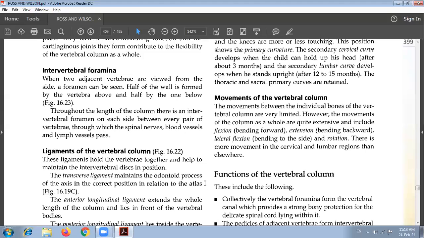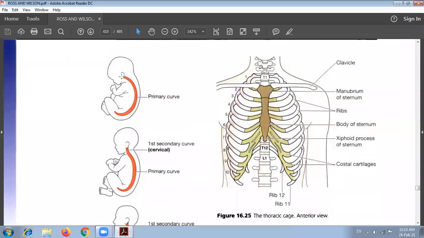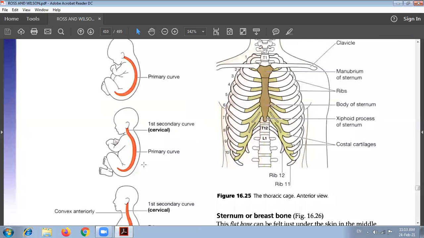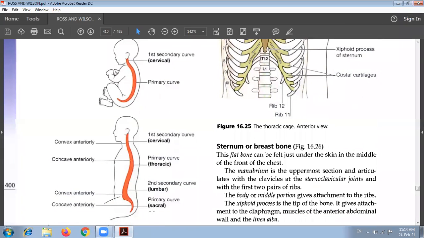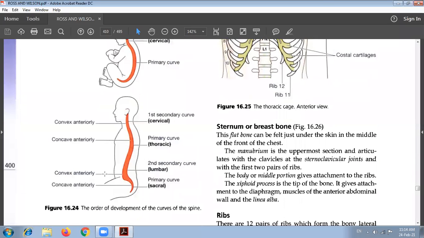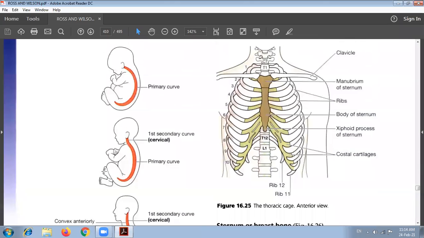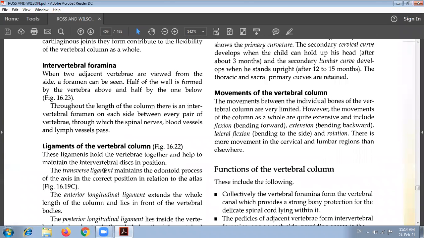So these curves have been shown here. The primary curve when the fetus is in the womb. This is the primary curve, so the head and the knees are near. Here the first secondary curve develops, the cervical curve in the first 3 months, and later the thoracic curve, then the secondary lumbar curve, and the sacral curve develop later on up to 12 to 15 months. So as per our growth, the curves of the vertebral column develop.